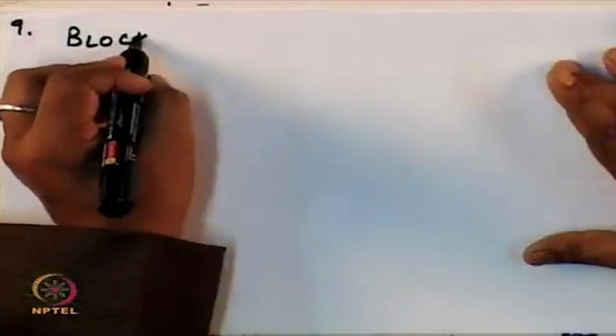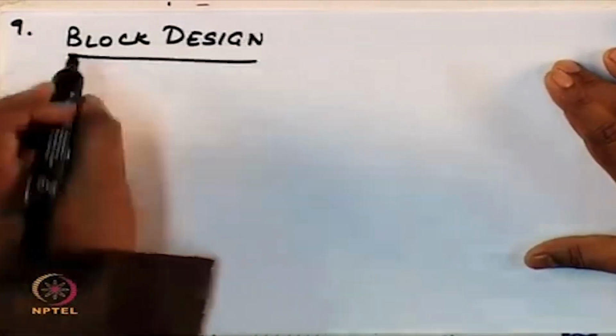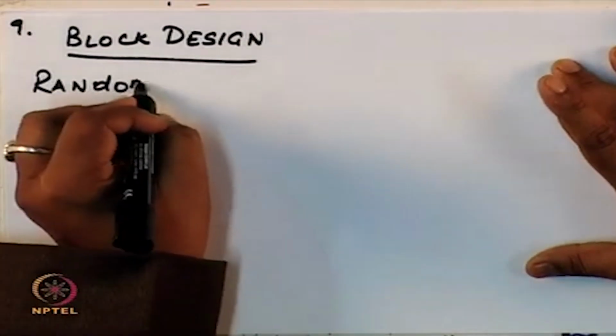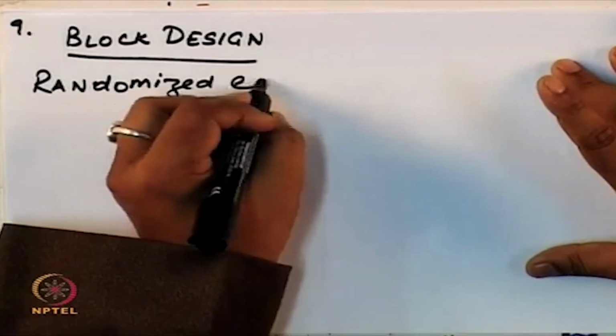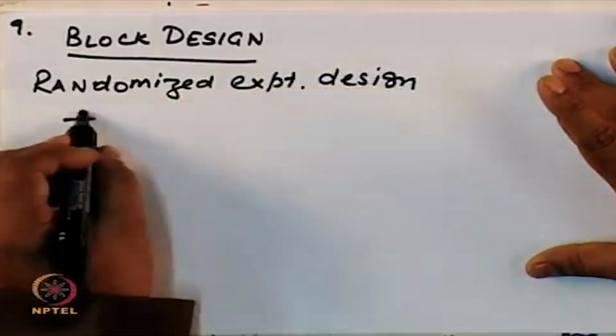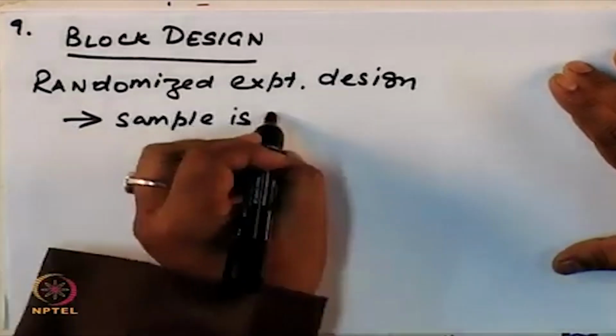So, for the remaining time today, I will discuss one other concept, which is the concept of block design. When you do randomized experimental design, this works very well when your sample is reasonably homogeneous.